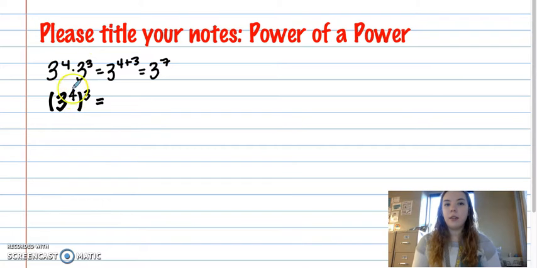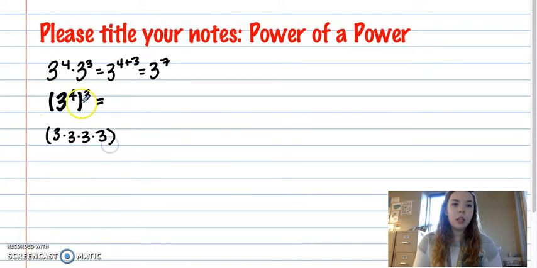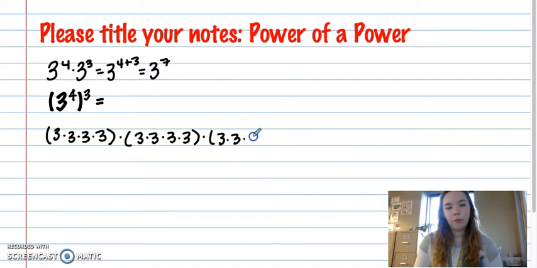This problem is not the same thing. This is when we have an exponent taken to another exponent, a power of a power. So inside our parentheses is 4 3's. And then this is telling us we need 3 of those groups. So then total, I would have 1, 2, 3, 4, 5, 6, 7, 8, 9, 10, 11, 12 3's. So the shortcut for that would be to multiply 4 and 3 together.